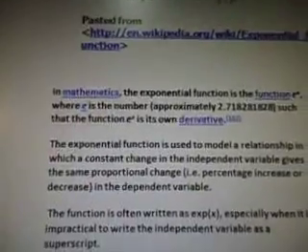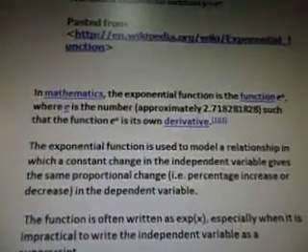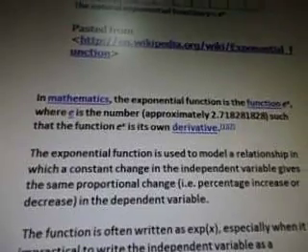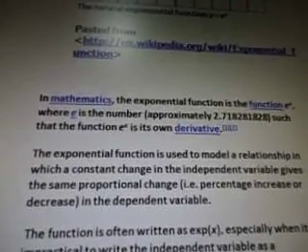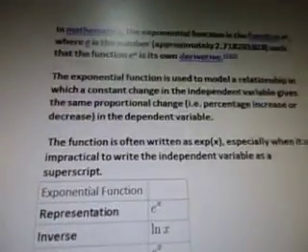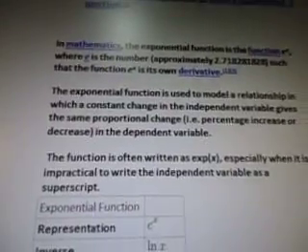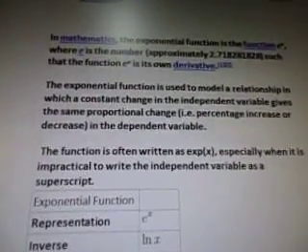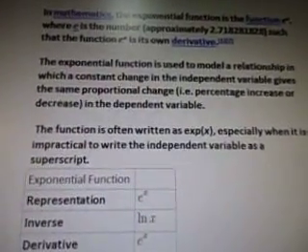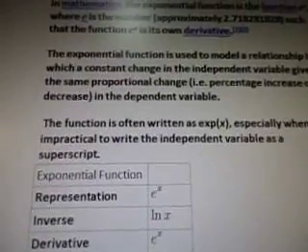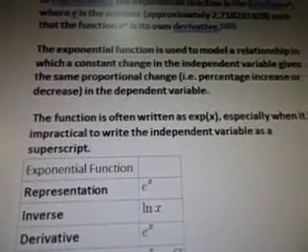Okay, in mathematics, the exponential function is the function e^x, where e is the number approximately 2.71, so that's the e from Euler's thing. The function e^x is its own derivative. The exponential function is used to model a relationship in which a constant change in the independent variable gives the same proportional change, i.e. percentage increase or decrease, in the dependent variable.